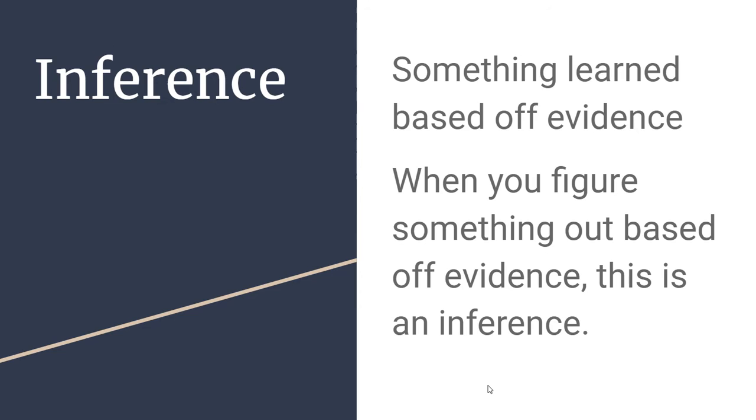If we figure something out about a character or about a situation or about a conflict based off of the events that happen or what we read, we are making inferences. So anytime we make a judgment or a decision or draw a conclusion, those are all just different ways of saying we're making an inference. We are inferring something from the text and gaining information based off of that evidence.